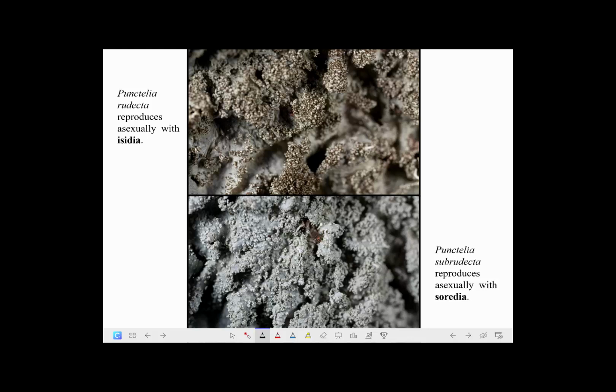So here's the asexual reproduction. The lichen on the top, with this sort of scruffy look to it, is producing isidia, finger-like projections which contain the algae and the fungi. Below is a similar species, but it reproduces with powdery soredia.